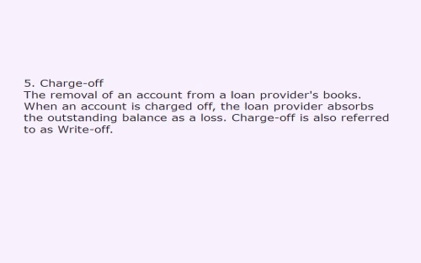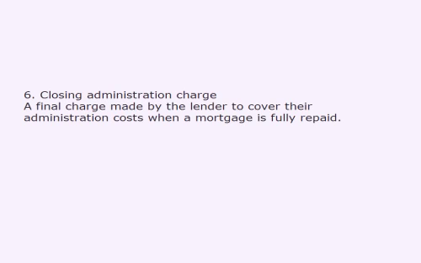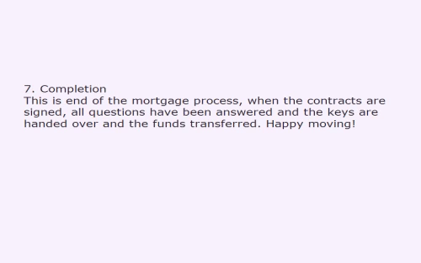5. Charge off. The removal of an account from a loan provider's books. When an account is charged off, the loan provider absorbs the outstanding balance as a loss. Charge off is also referred to as write-off. 6. Closing administration charge. A final charge made by the lender to cover their administration costs when a mortgage is fully repaid. 7. Completion. This is the end of the mortgage process. When the contracts are signed, all questions have been answered and the keys are handed over and the funds transferred. Happy moving.